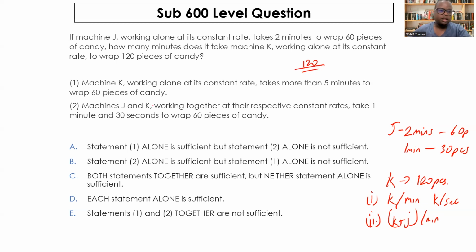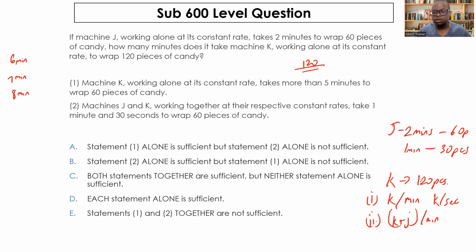So the first statement states that machine K working alone at its constant rate takes more than 5 minutes to wrap 60 pieces of candy. So it can take 6 minutes, 7 minutes, 8 minutes, or even 100 minutes. So we don't know. That's one thing. Or even 5.1 minutes. So that means we'll have different rates.